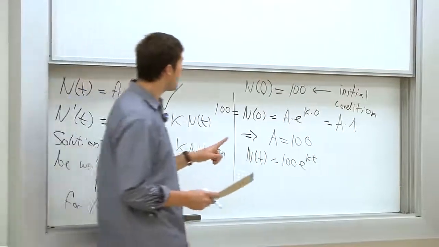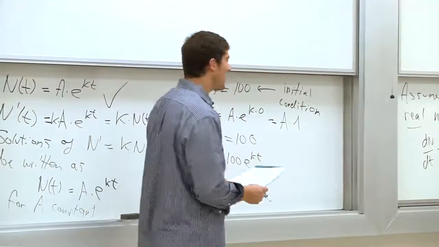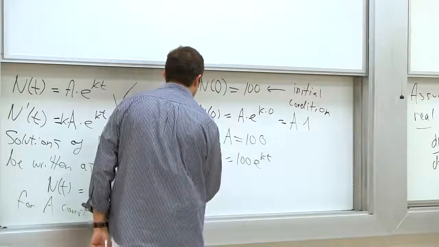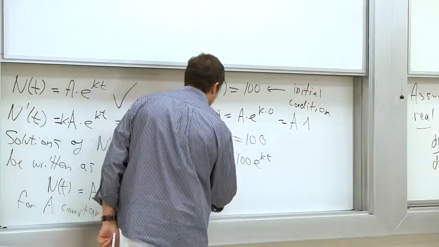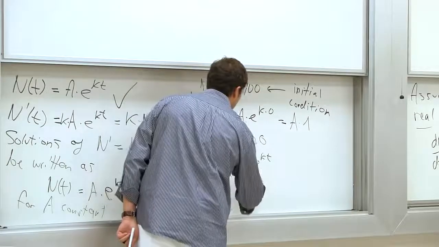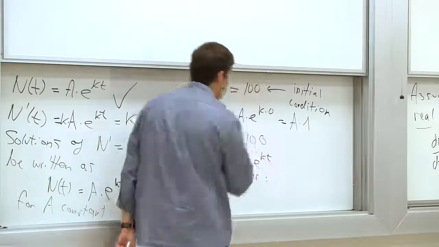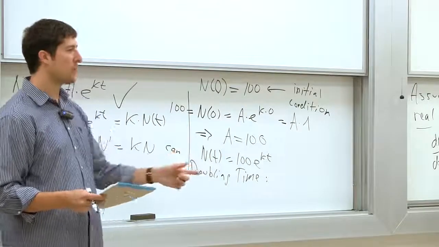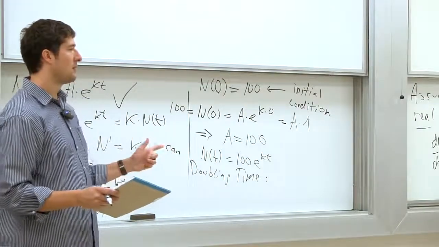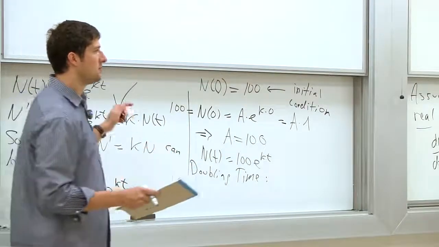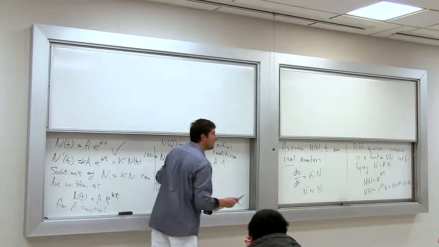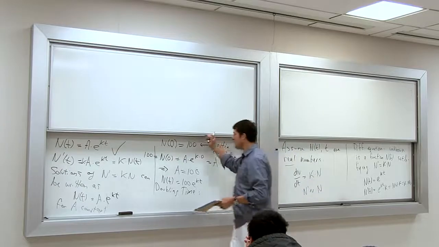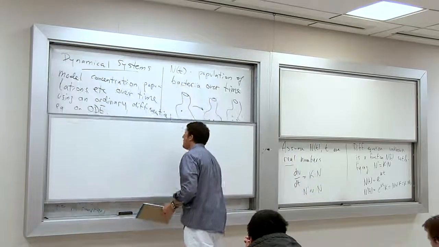Actually, before I do that, let me ask you, what about the half-life? I'm sorry, not the half-life, the doubling time of the bacteria. If I have an equation like that, how do I know how long it takes for the bacteria to double in population? Yes, double the initial condition and find t. So let me write that here.